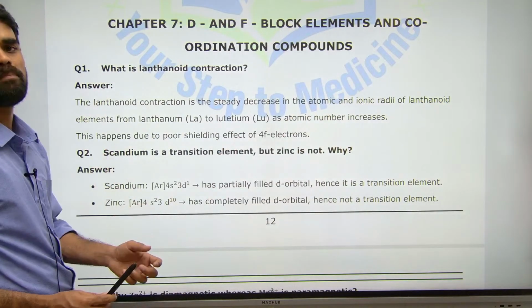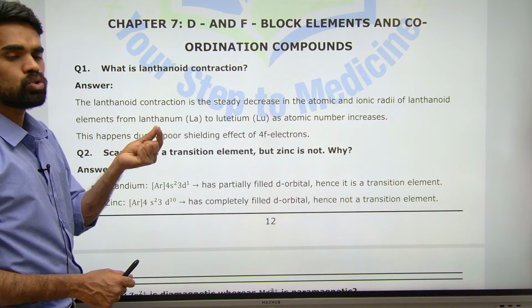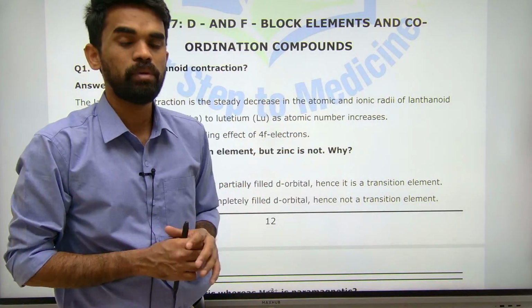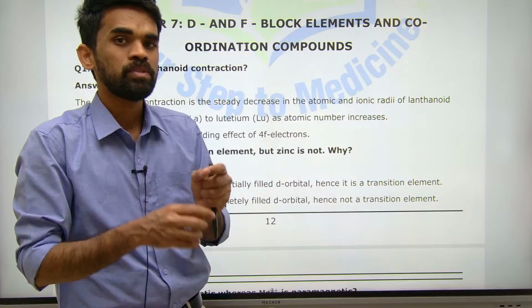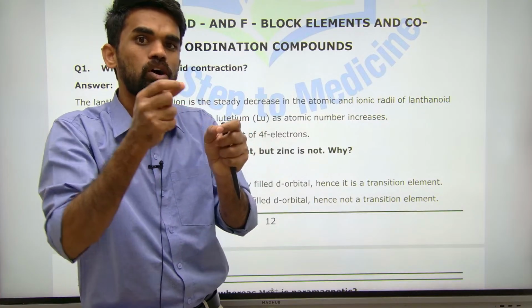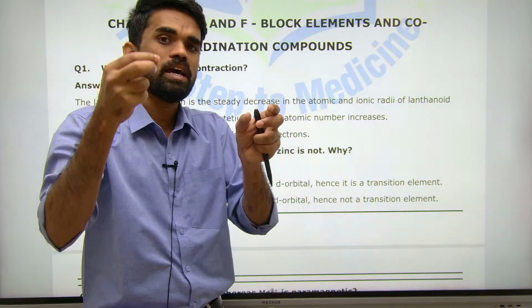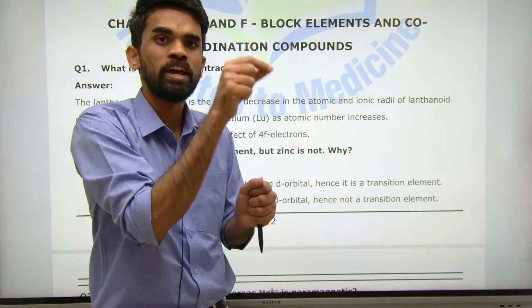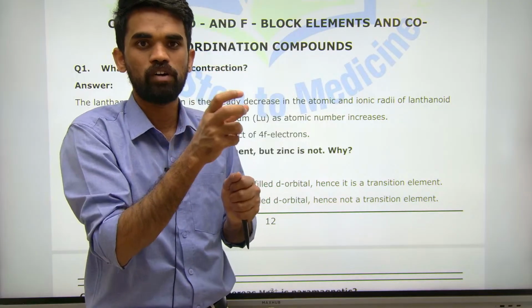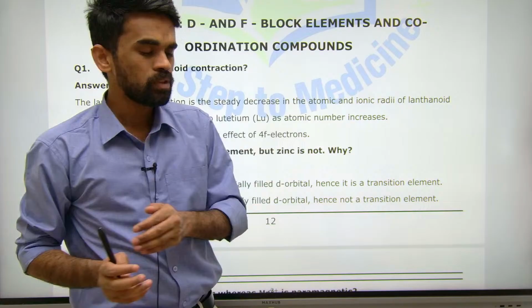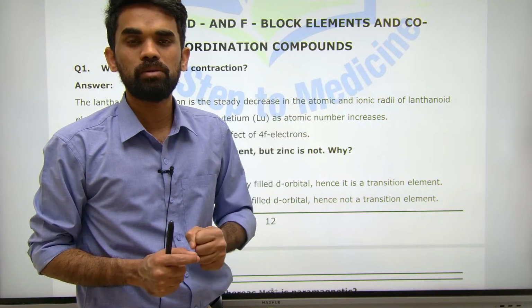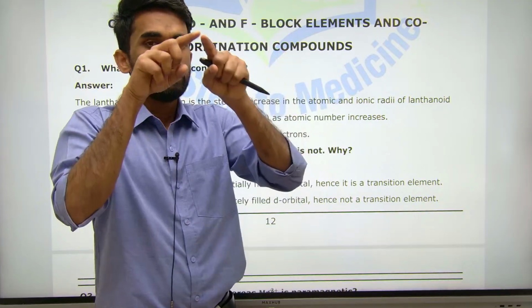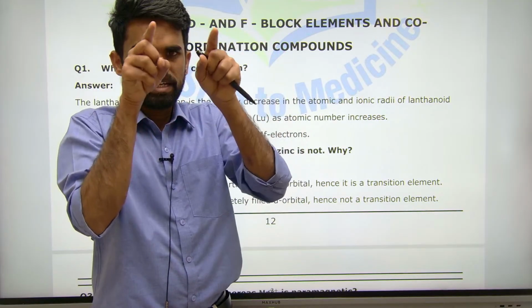Why does it happen like this? This is due to poor shielding of f orbital electrons. When I am saying F block elements, why have we classified them as F block? Because the last electron is entering into the f orbital. The valence, the last electron, is entering into the F orbitals, so those elements are considered to be F block elements. Now what happens: the s orbital, if you consider, is spherical and symmetric around the nucleus.